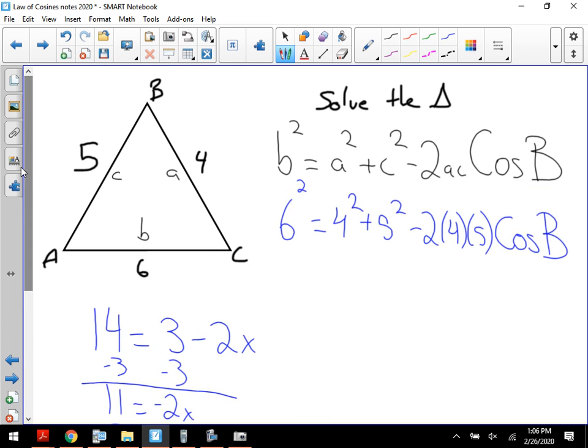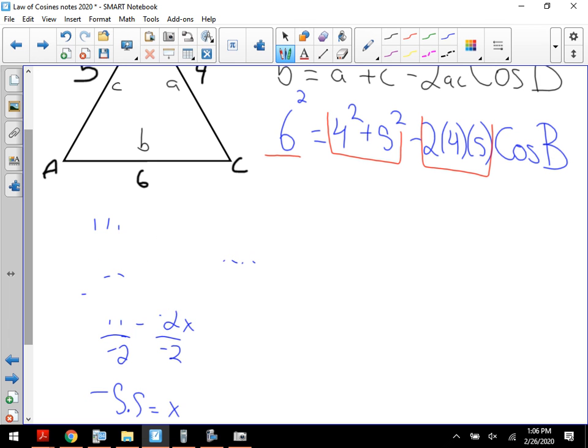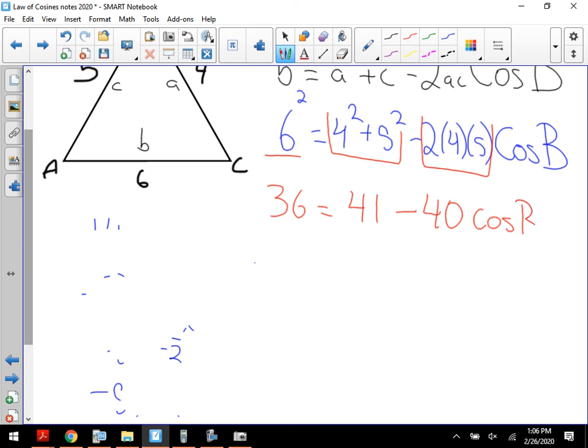What's different here is that this is broken into 1, 2, 3 parts. What I want you to do is simplify those 3 pieces first. What's 6 squared? 36. There's a reason why I want you to do this, and you'll see this real quick. 4 squared plus 5 squared. Good. Minus 2 times 4 times 5. 40. Times the cosine of b.